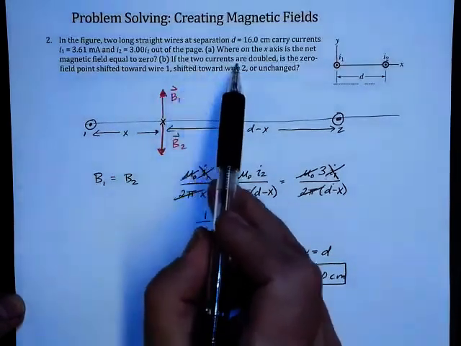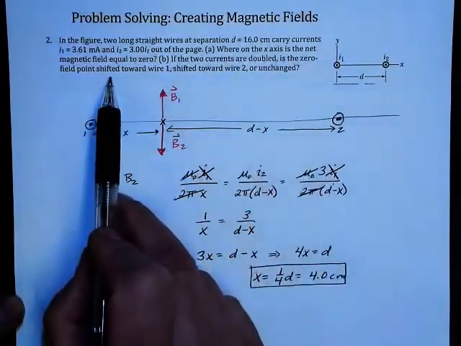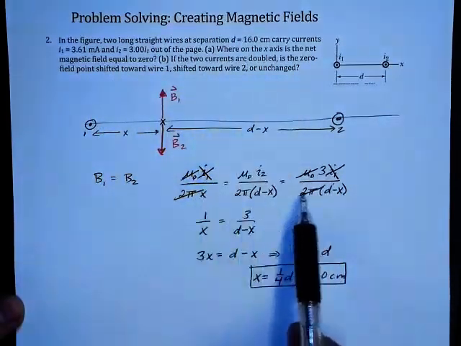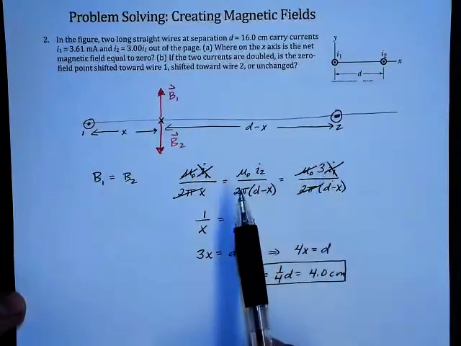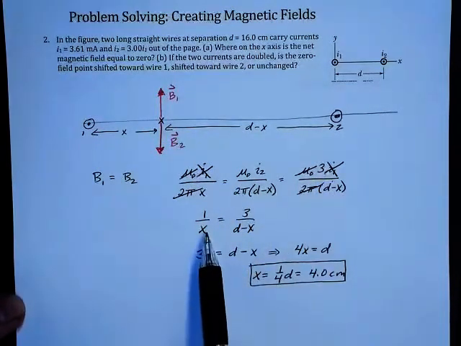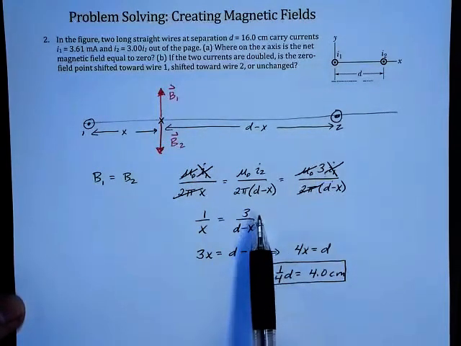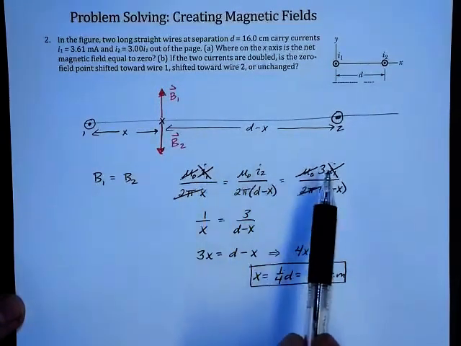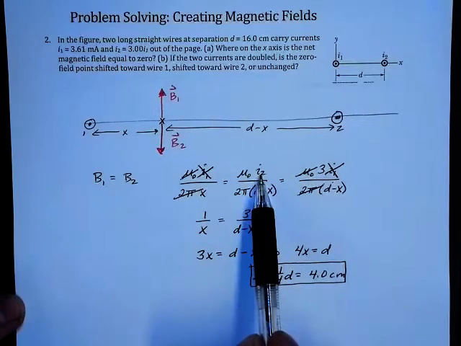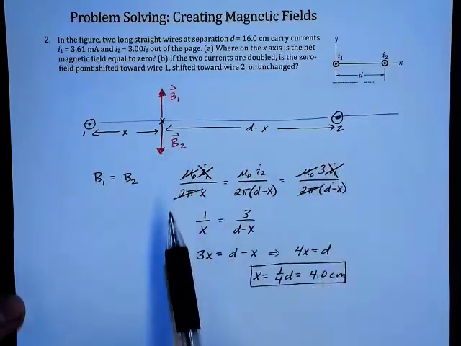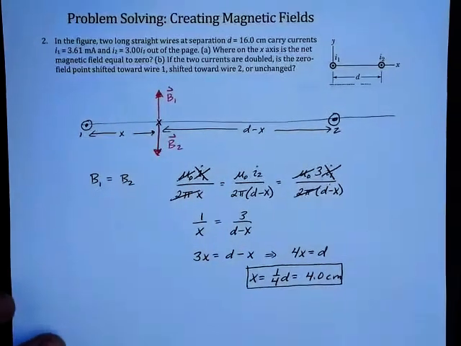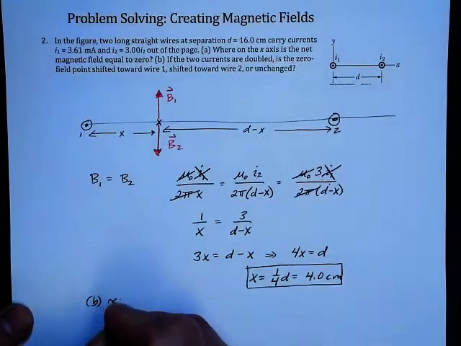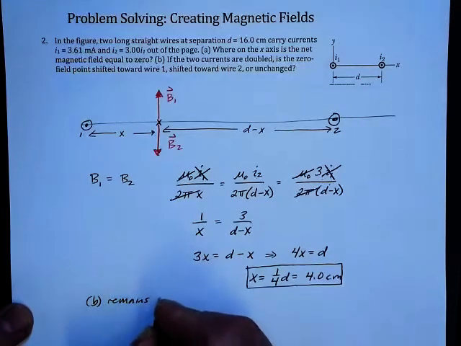Part B says, if the two currents are doubled, does the zero point shift towards wire 1, shift towards wire 2, or is it unchanged? Well, again, as we showed here, the ending answer only depended on the ratio of those currents. If I double I1, I will also double I2, and that will keep everything the same in the ratio. I'll end up at the exact same position. So the answer to B is that it remains unchanged.